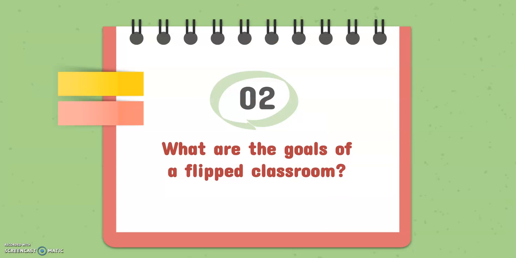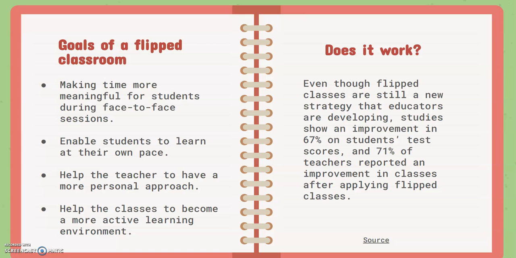So on topic 2: what are the goals of a flipped classroom? Here are some goals: making time more meaningful for students during face-to-face sessions, enabling students to learn at their own pace, helping the teachers to have a more personal approach, and helping classes to become a more active learning environment. When you get to class, you're actually using content that you learned already, right?